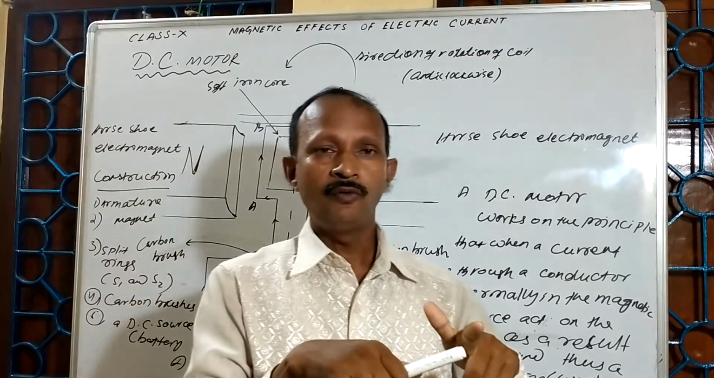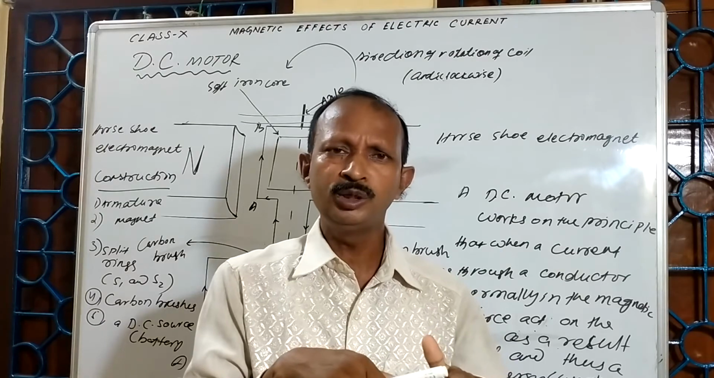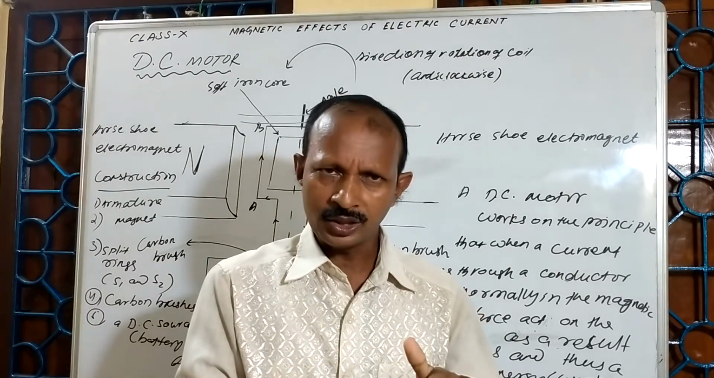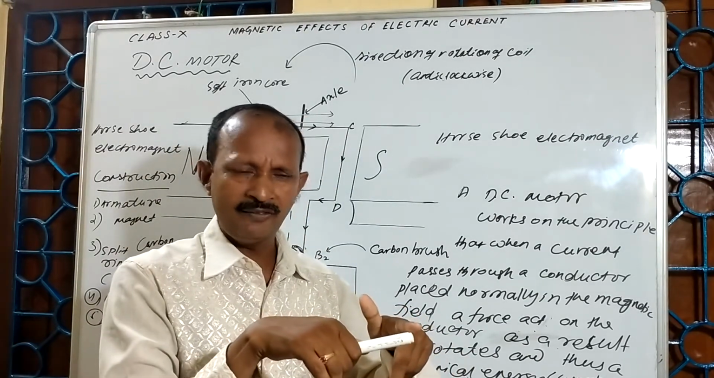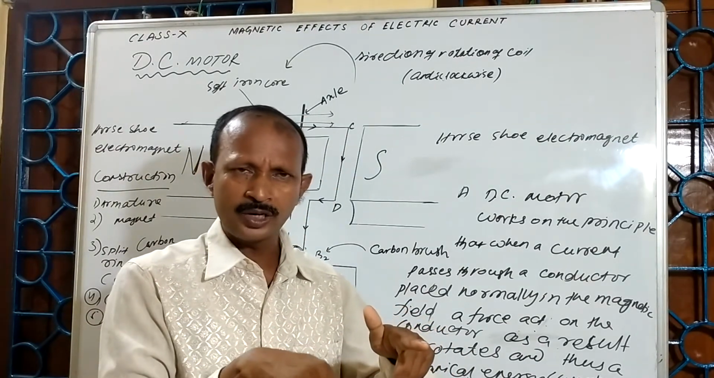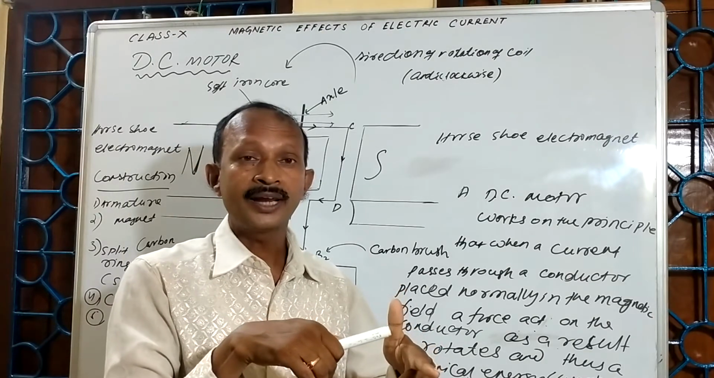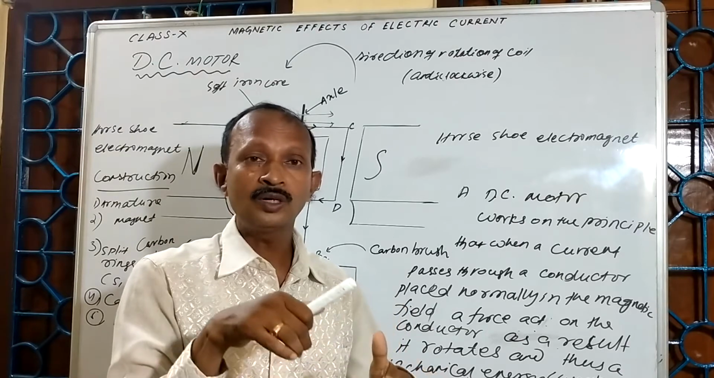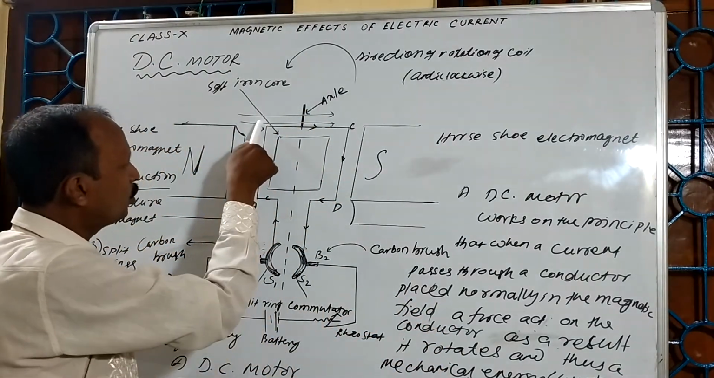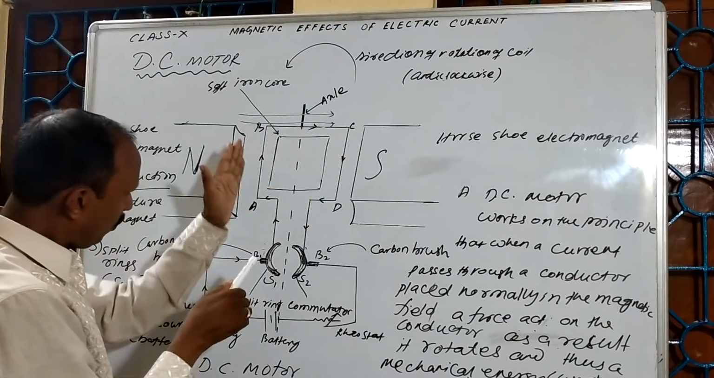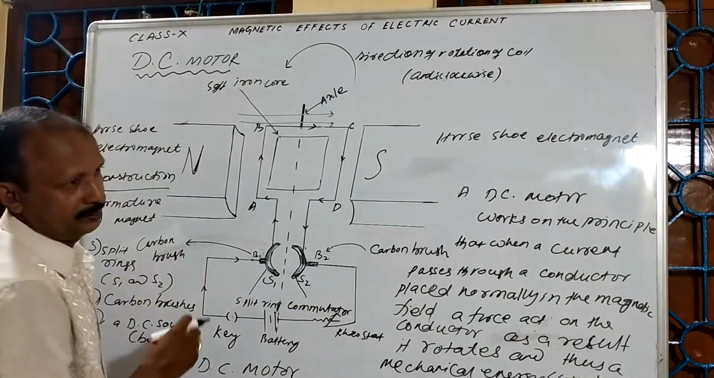If forefinger, central finger and thumb are stretched mutually perpendicular to each other, if forefinger shows the direction of the magnetic field, central finger shows the direction of the current, then thumb shows the direction of force or motion of the conductor, you can say. Now you see that these two are perpendicular. So when it is perpendicular, a force acts.